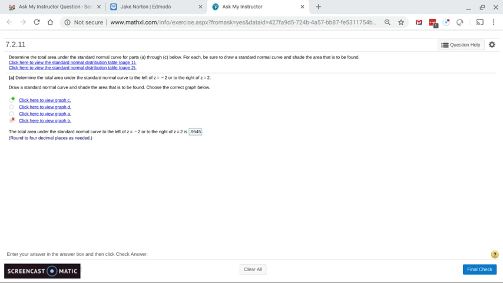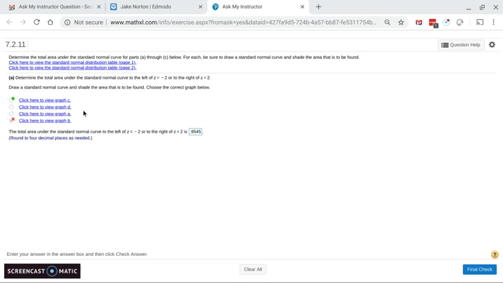Okay, this is number 4 on 7.2. We're talking about the standard normal distribution, right? The bell curve where the average is 0 and the standard deviation is 1. And in part A here, we're asked to determine the total area under the standard normal curve to the left of -2 and to the right of +2.